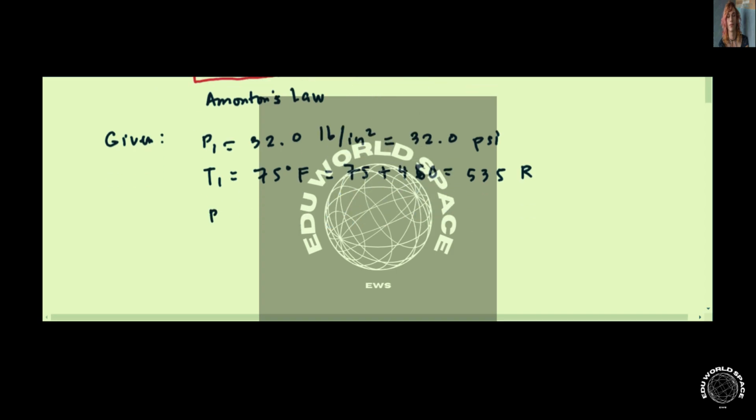Next, we wish to find the pressure when the temperature rises to 120 degrees Fahrenheit. So that means T2 is 120 degrees Fahrenheit, or that's 580 Rankine. So using Amontons' law we have established above, P1 over T1 equals P2 over T2.